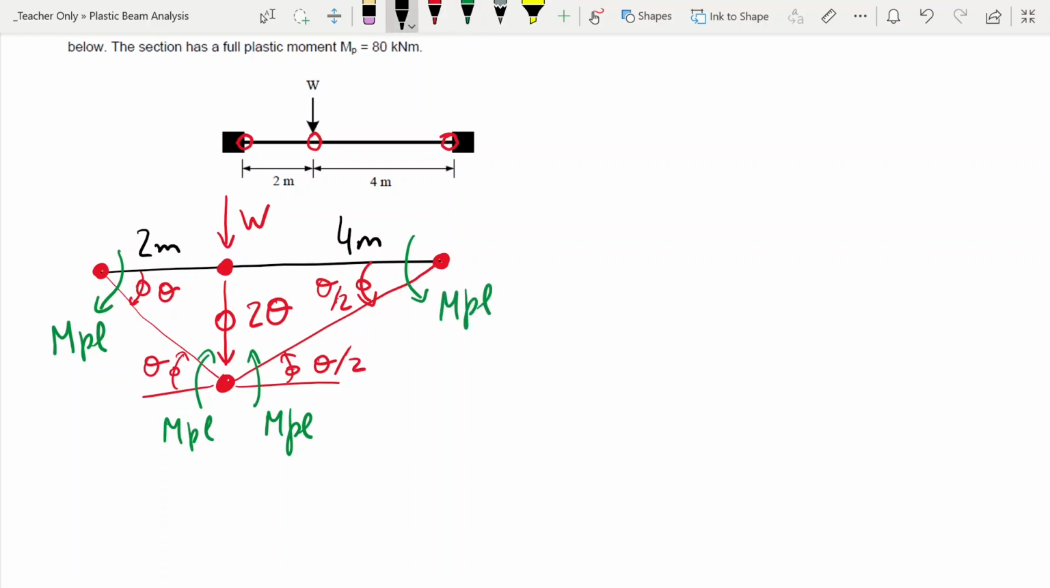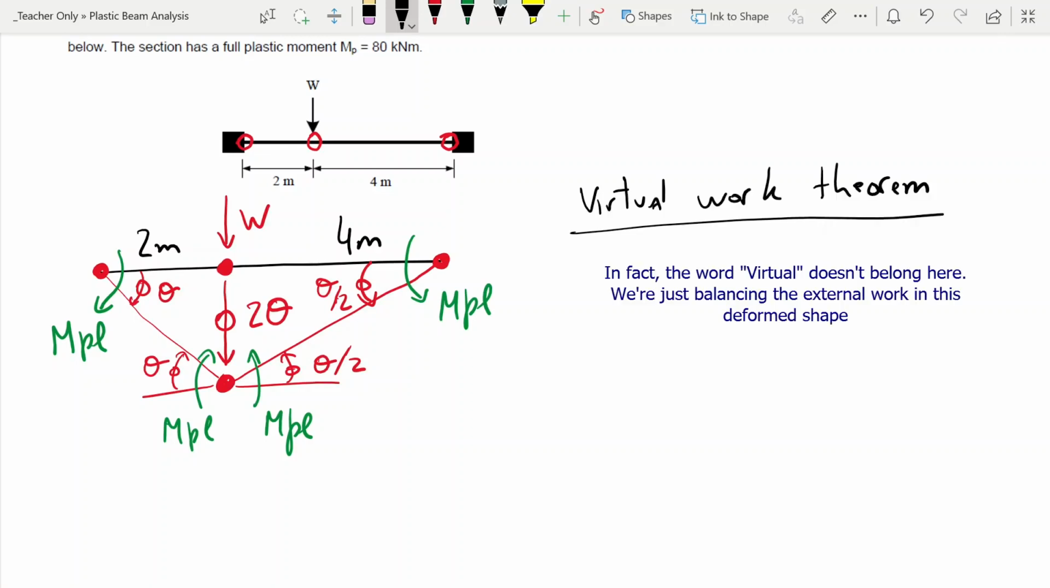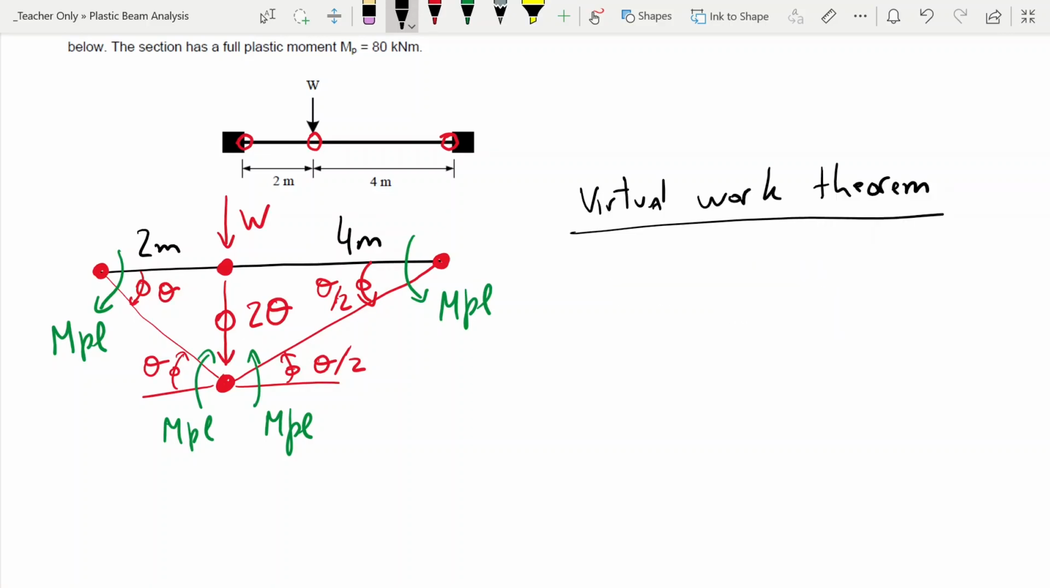Now, the final thing we need to do is something that we call the virtual work theorem, that we learned already in the context of the unit load method. But now, since no bar is deforming, the virtual work theorem is just an equilibrium of work from the loads and from the plastic hinges. So what we get in this particular case is we're going to add all the forces times all the displacements, and this has to be equal to all the plastic moments times all the rotations.